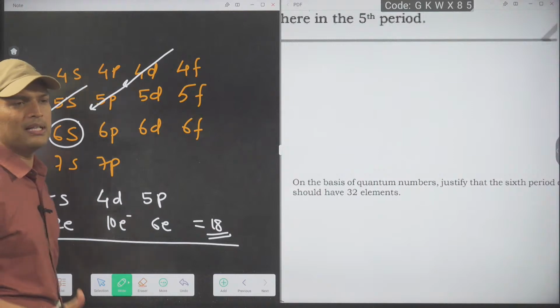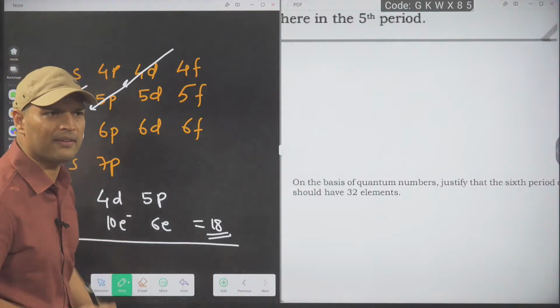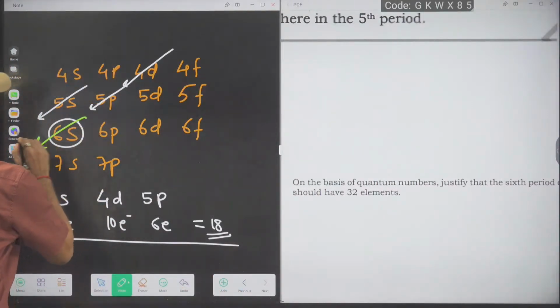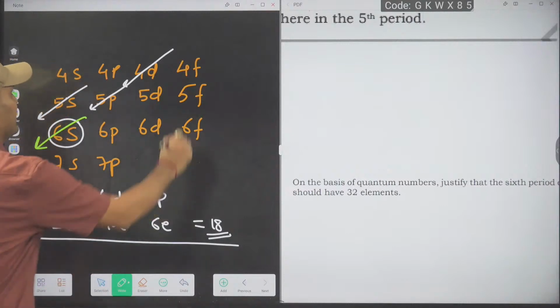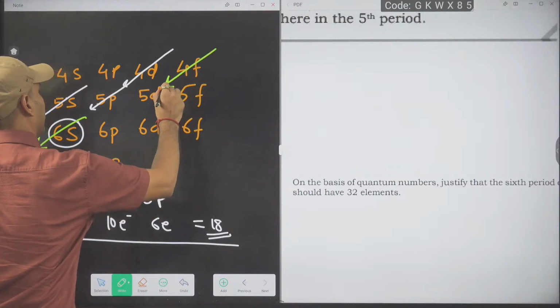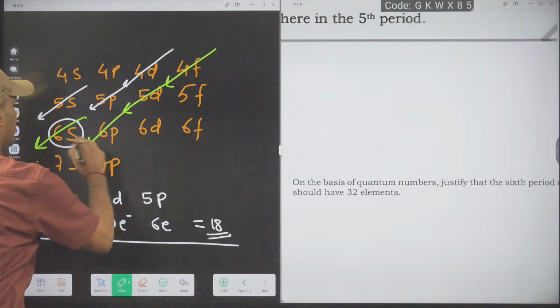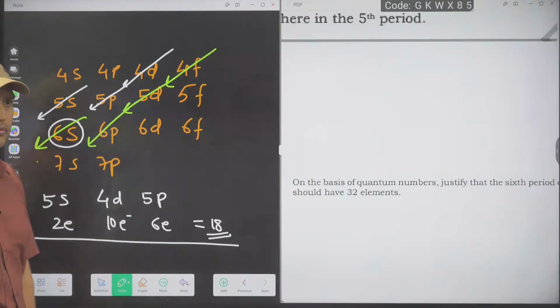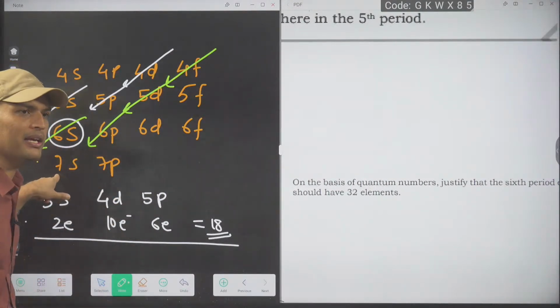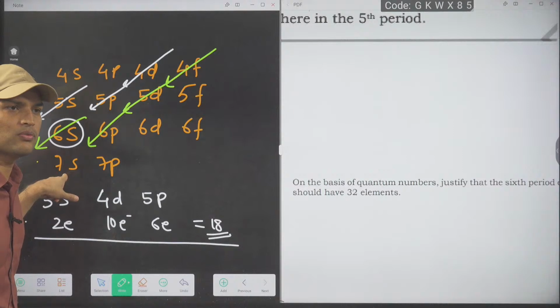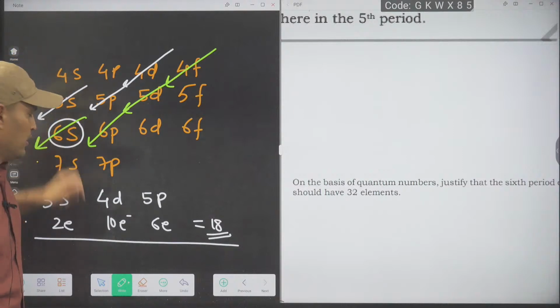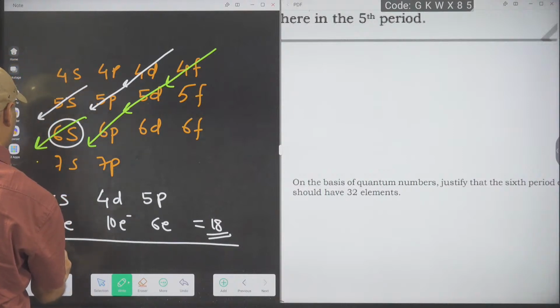So you will say, simple, sir, 6th period, so we will start from 6s. Very good. 6s. Then what, sir? Next 4f, 5d, 6p. Stop. Because after this, 7s is coming, and 7s means the 7th period. So which orbitals are you filling? Quickly tell me, what did you fill?